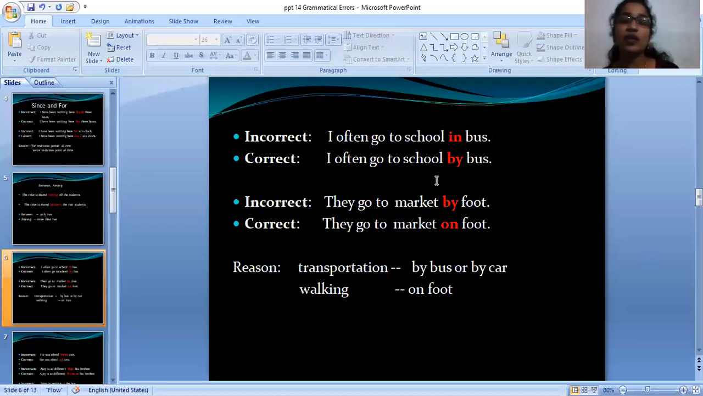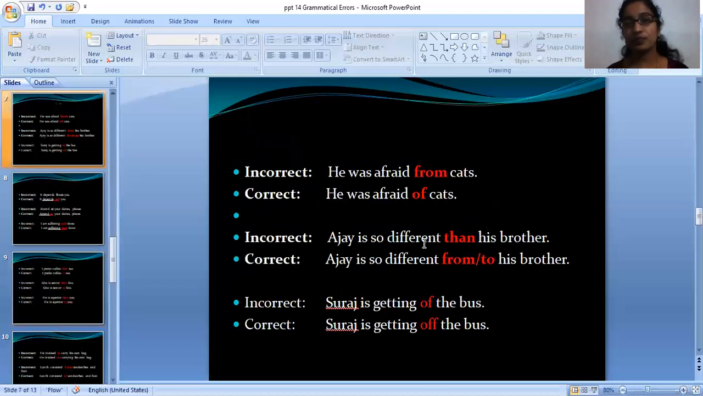But if it is a vehicle, you have to say by car or by auto, by bus. If it is just walking, you cannot say by walking. You have to say on foot.